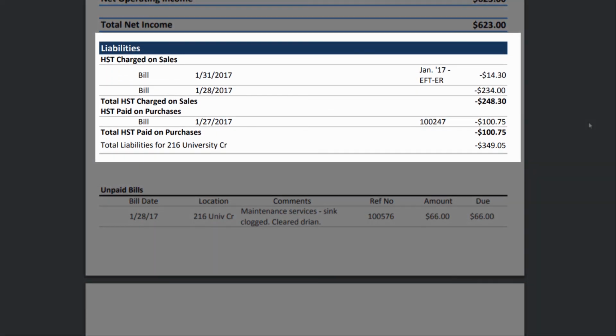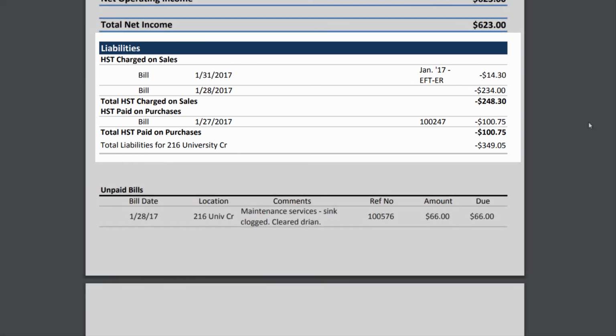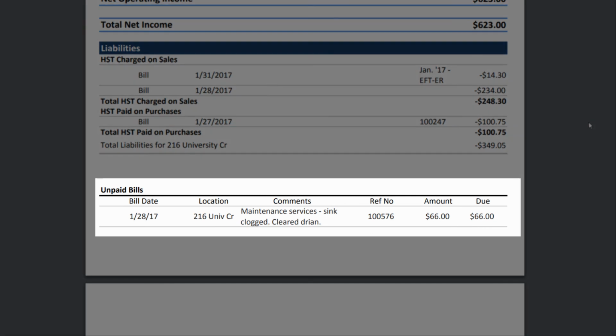Current liability. This is how our property management software breaks out HST. This is where we will see HST charged on sales or paid on purchases. For your accounting purposes, these accounts are combined and are only broken down for our internal purposes. Unpaid bills. These are the invoices posted to the account, but still not reconciled as of the statement date by our management company.